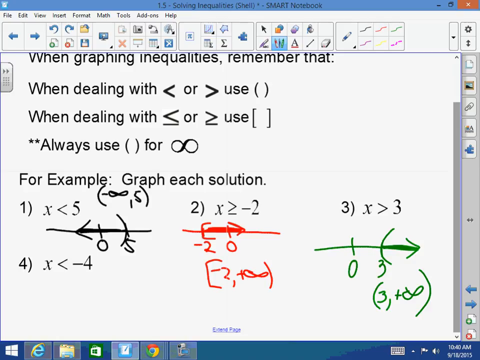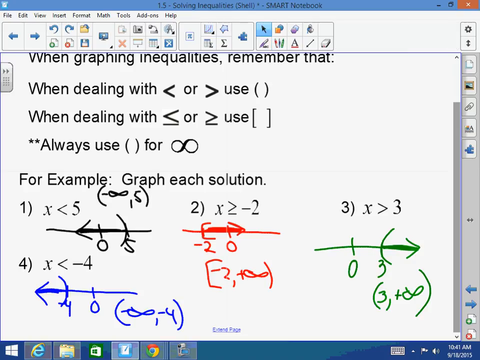And x is less than negative 4. 0, negative 4. Less than, so parentheses to the left. And interval notation here would be negative infinity, comma, negative 4. Does that make sense, gentlemen? Any questions? This is the time to ask, guys. Yes, sir. Thank you.